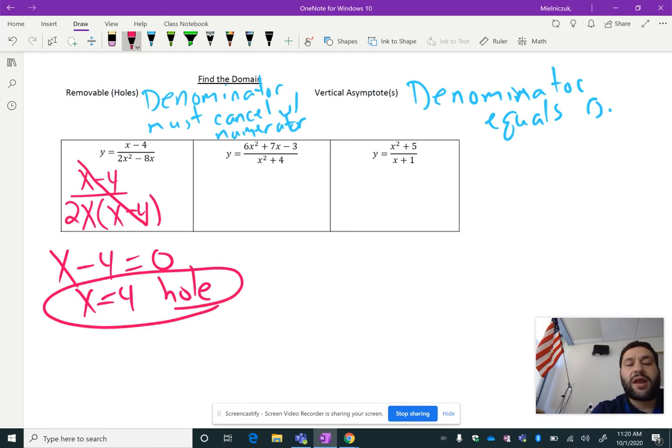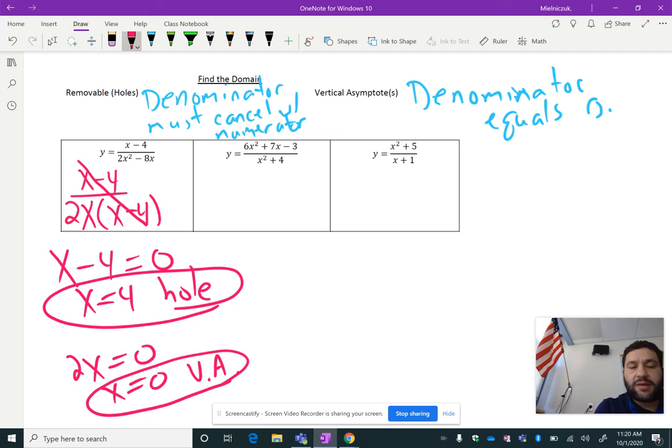Okay, but we also have a vertical asymptote when 2x equals 0, when x equals 0. So we have a vertical asymptote at x equals 0 and a hole at x equals 4.